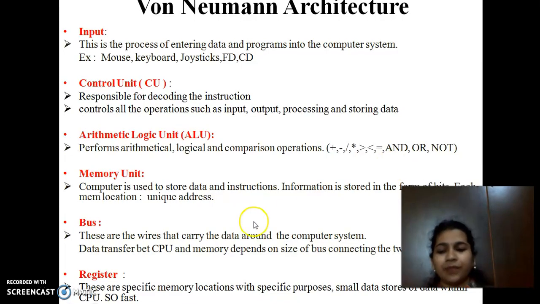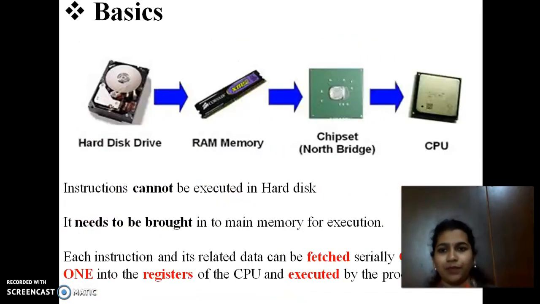Then comes the register part. First of all, a register is a small, specific memory location which has a specific purpose. These are small data stores within the CPU, that is, they are mounted on the CPU chip itself. These are memory locations, but they are mounted on the CPU. Since they are close to the CPU, obviously its performance is the fastest of all memory.